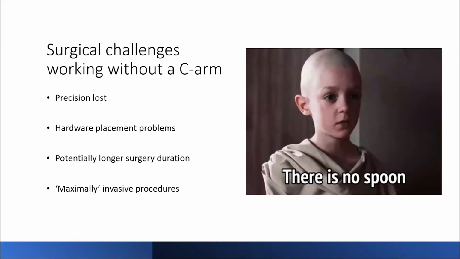And so, going by the previous slide, we can infer what the problems would be if there's no C-arm. Precision is lost. There are problems with finding the ideal location for implants sometimes. Naturally, you would have a longer duration of surgery, and you may then have to resort to open procedures rather than the minimal access procedures.